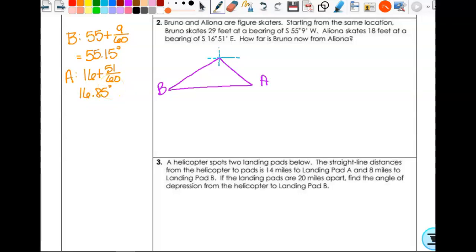All right, so this angle right here is 55.15, and this angle right here is 16.85. And let's see, he skated 29 feet, she skated 18 feet, and I want to know how far apart they are. So I have pieces of angles on the inside. What do I do with those two angle measures I found? Add them together. So I'm going to add these two together, and that's going to give me 72 degrees. And then am I going to use law of sines or law of cosines? Cosines, because it's the exact same setup as the one we just did, right? So you go ahead and finish this one up.